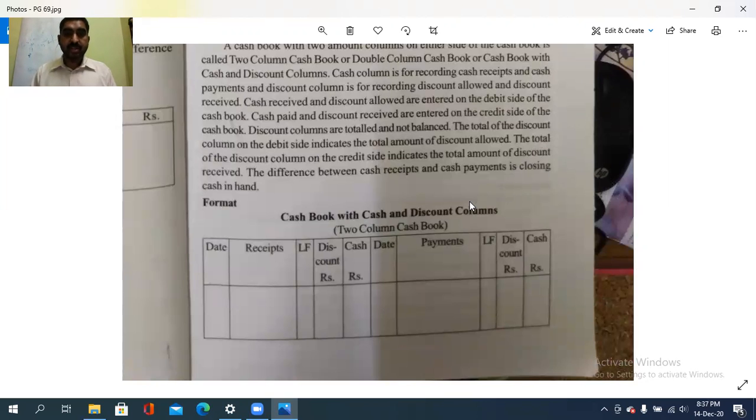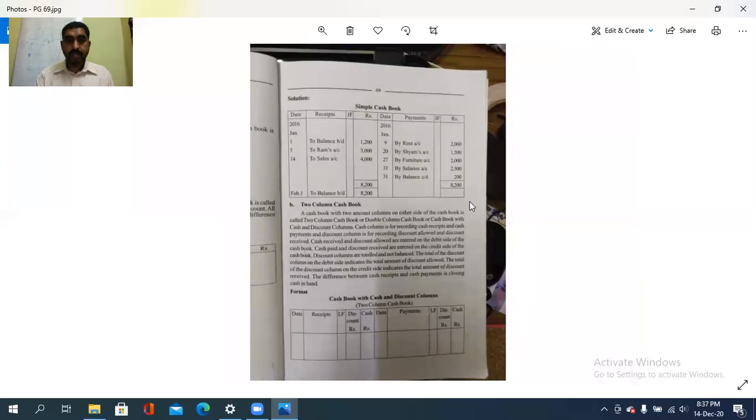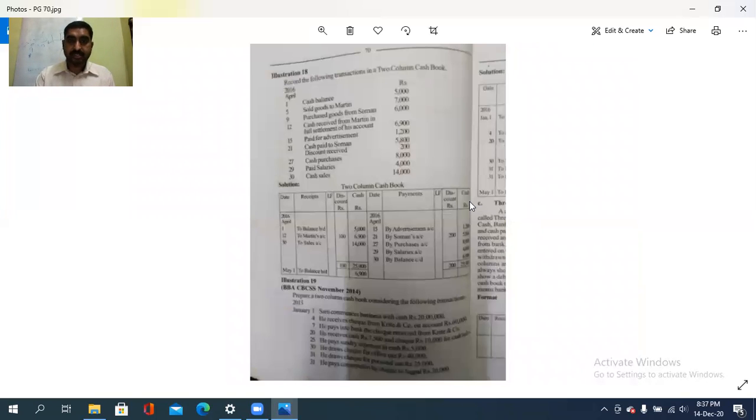Cash book with the cash and discount column. There is the two column cash book where date, receipt, ledger folio, discount, then the cash received, meaning the particulars in that. That is the cash received and also the discount allowed. And on the right hand side, it is the payment side where payments, ledger folio, discount received, and the cash payments made. So this is the case with regard to the cash book with the cash and discount column.